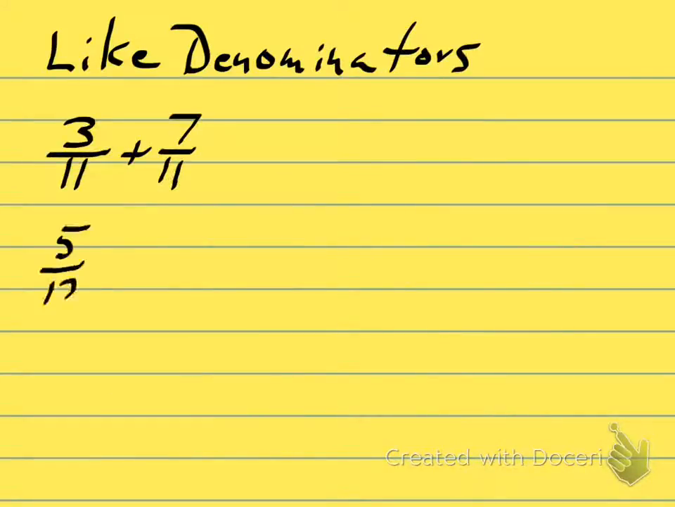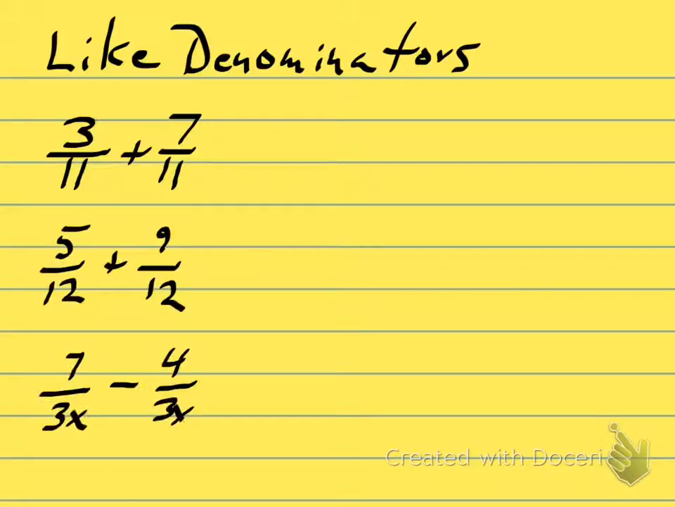All right, first let's talk about what happens if we have like denominators. So I'm going to write down a couple examples here, and let's go through these quickly. All right, so the top one is pretty straightforward. We already have a common denominator of 11, so I don't have to do anything there. So I just add the tops. 3 plus 7 is equal to 10. Okay, be careful you don't do anything to the bottom. You get a common denominator, and the denominator stays the same.